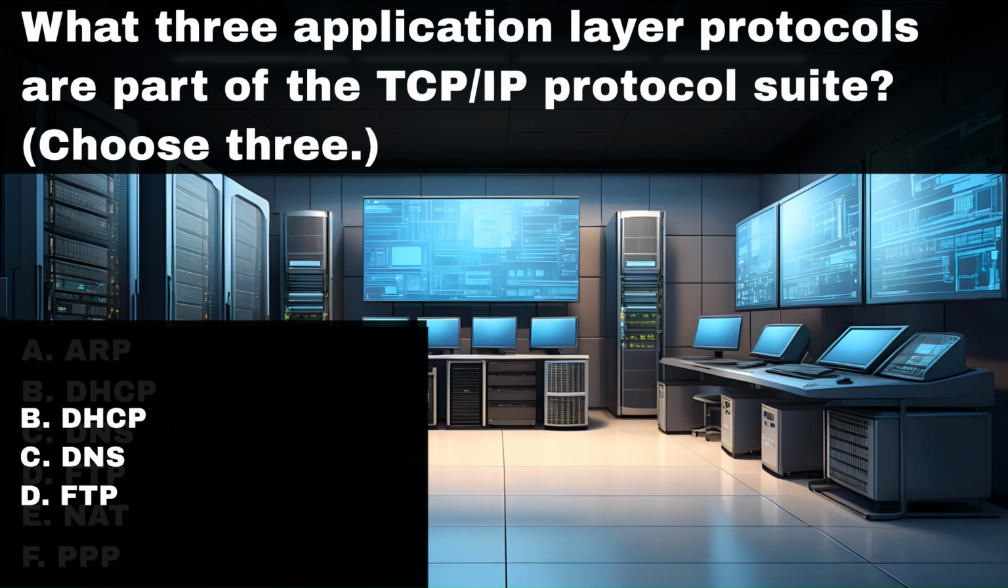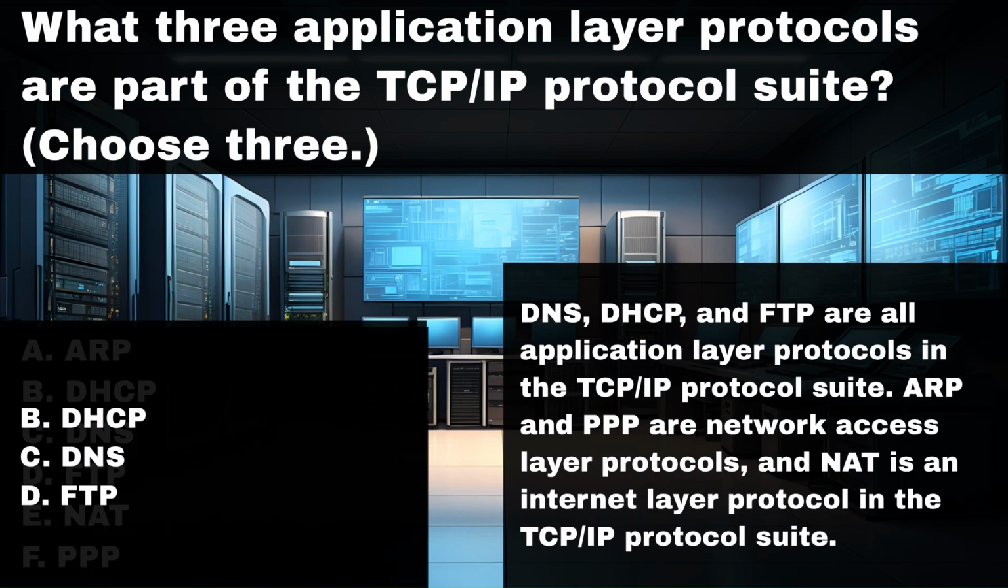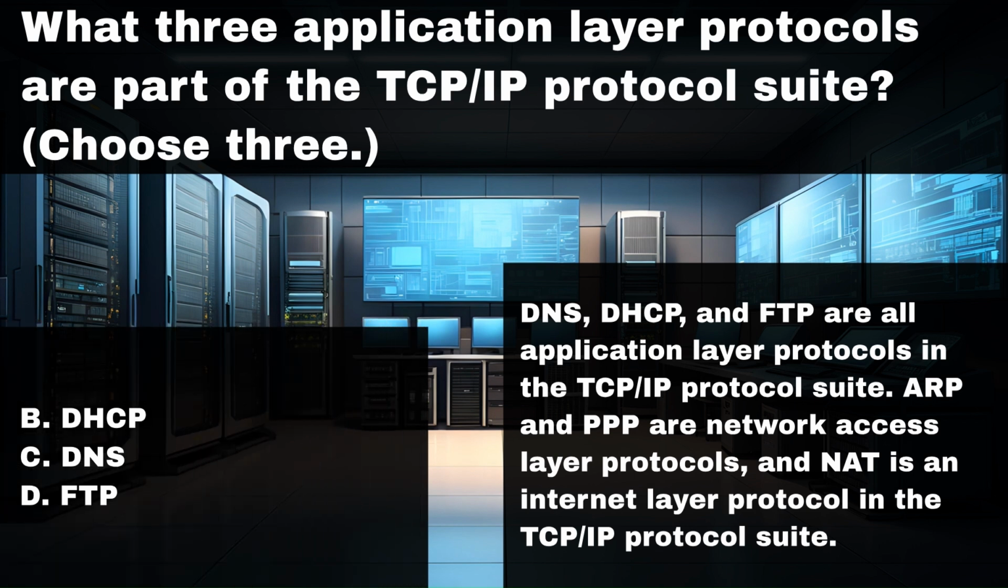The answers are B. DHCP, C. DNS, D. FTP. DNS, DHCP, and FTP are all application layer protocols in the TCP/IP protocol suite. ARP and PPP are network access layer protocols, and NAT is an internet layer protocol in the TCP/IP protocol suite.